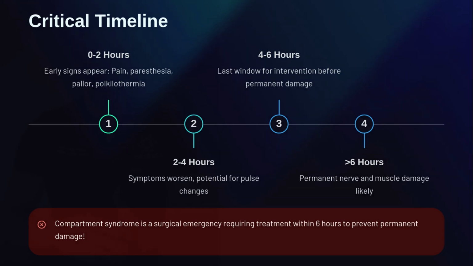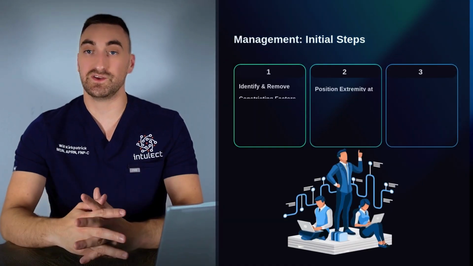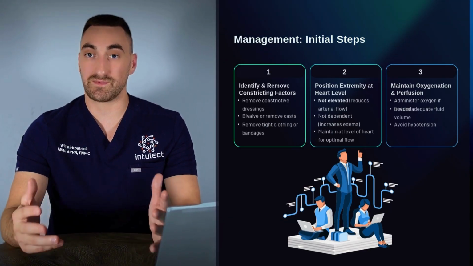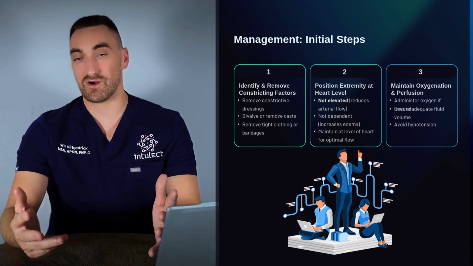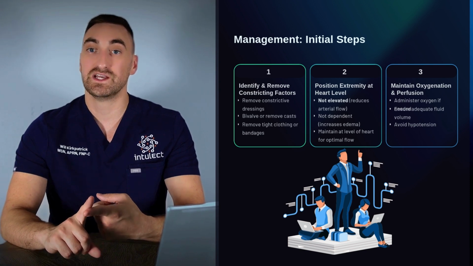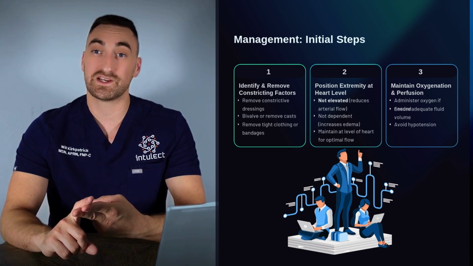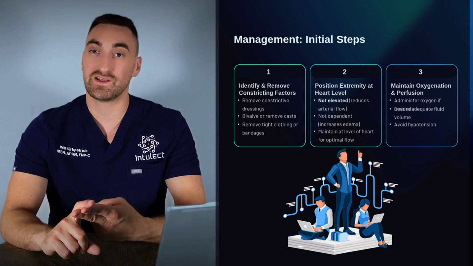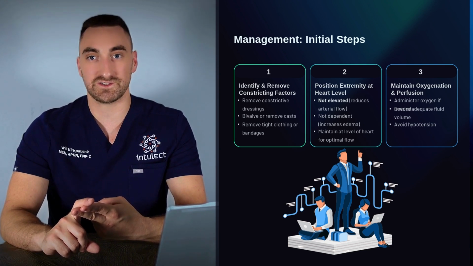Let's go over management lastly. So some things that you'll definitely want to do, especially as soon as you identify compartment syndrome, is, one, figuring out the cause. If there are other causes, such as if they have a cast on related to a fracture, you remove it. If there's tight clothing above that extremity, you also want to remove anything that may be constricting blood flow to that distal part of their extremity.